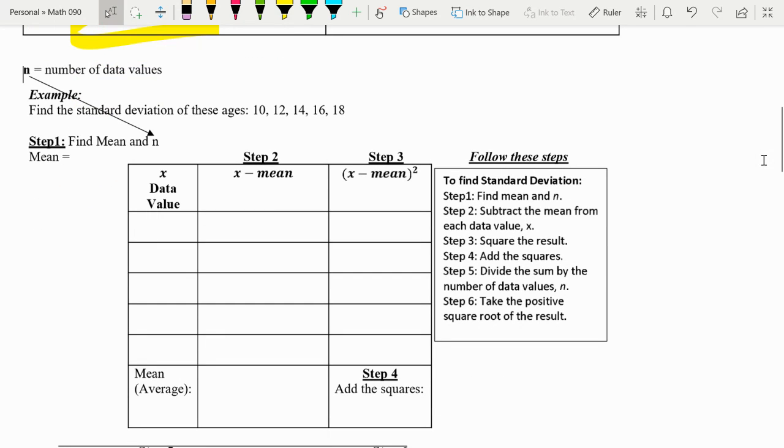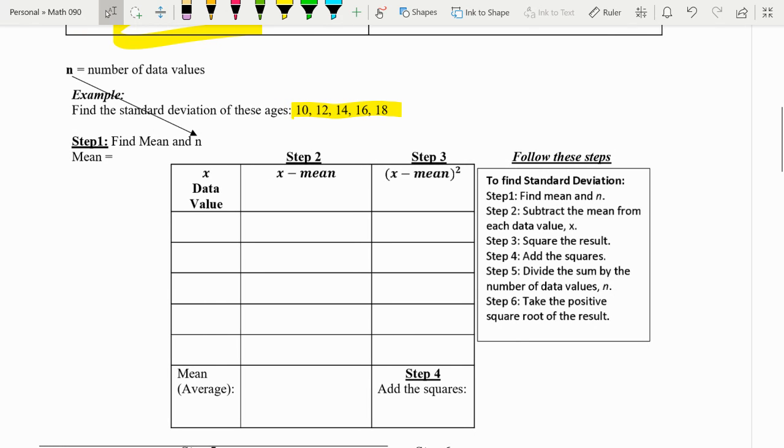All right, so here's our first example. Here's our list of numbers, and we have to find the standard deviation. In order to find the standard deviation, the first thing we need to do is find the mean. And remember, mean is just an average. You guys remember how to find average? You add up all the numbers and divide by however many there are.